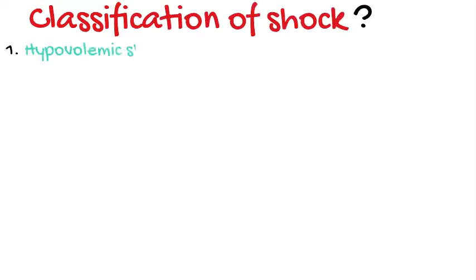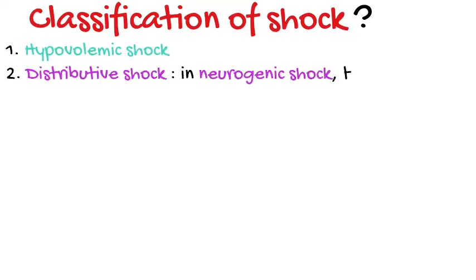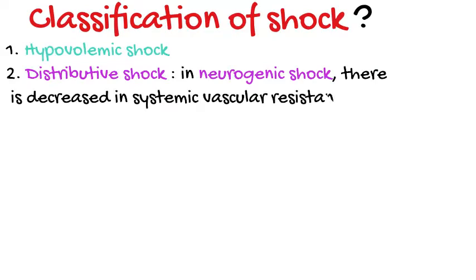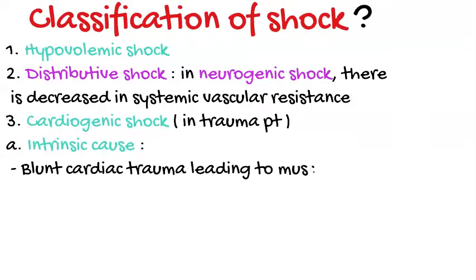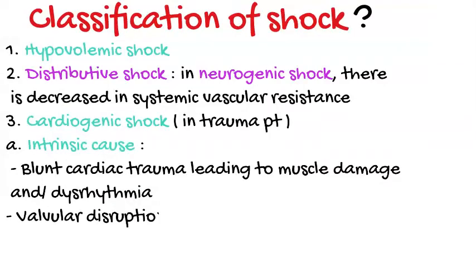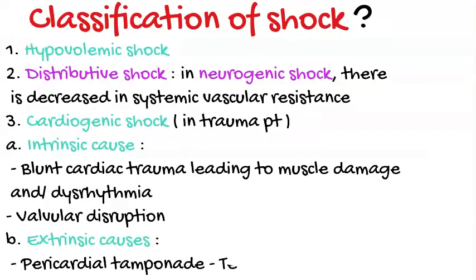Classification of shock in the trauma setting. It can be divided into: number 1, hypovolemic shock due to blood loss. Number 2, distributive shock. For example, a patient who has a cervical fracture that develops neurogenic shock due to a decrease in the systemic vascular resistance. Number 3, cardiogenic shock. In a trauma patient, the shock can be due to either A, intrinsic causes, or B, extrinsic causes.